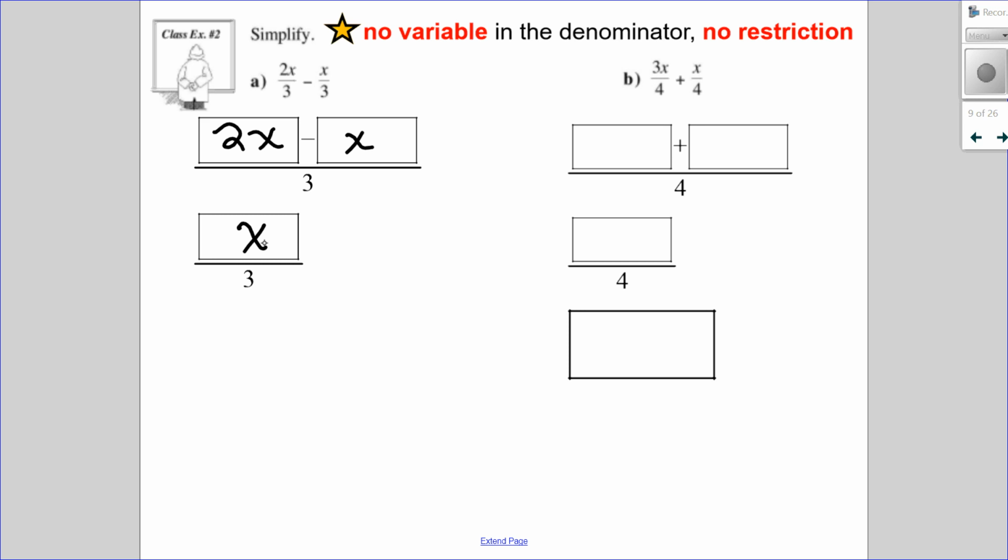Okay, and the next one, denominator is the same. So I have 3x plus x. So 3x's plus another x is 4x. Now 4x is the same as 4 times x over 4. And then you can see I have a common factor of 4. So my final answer, I'm just left with x.